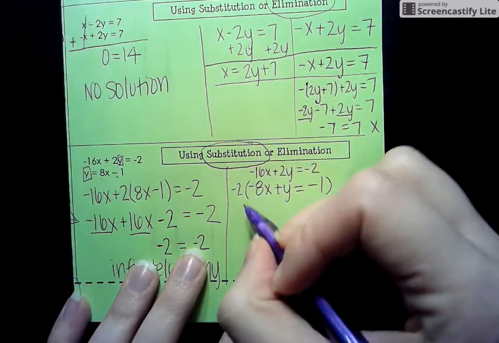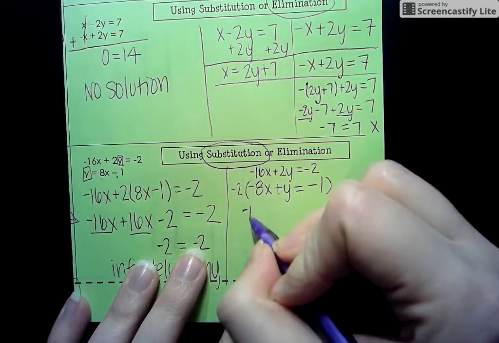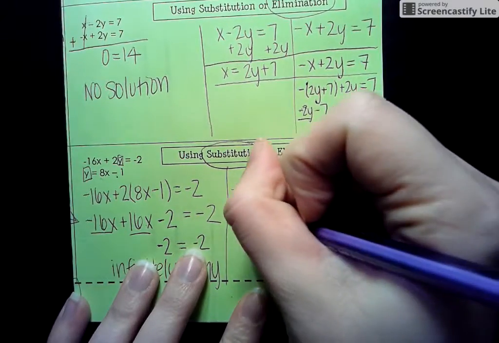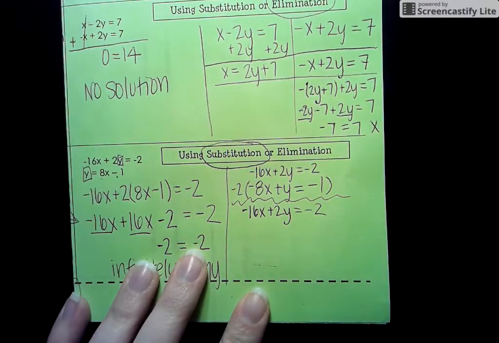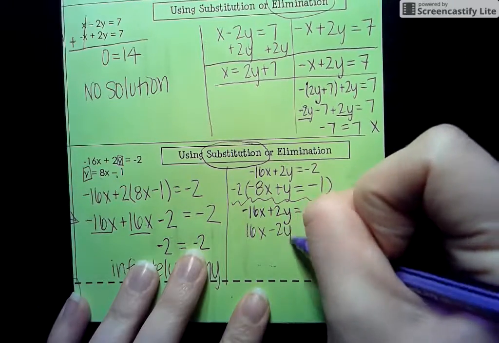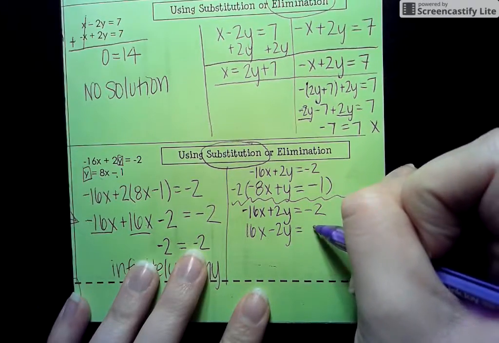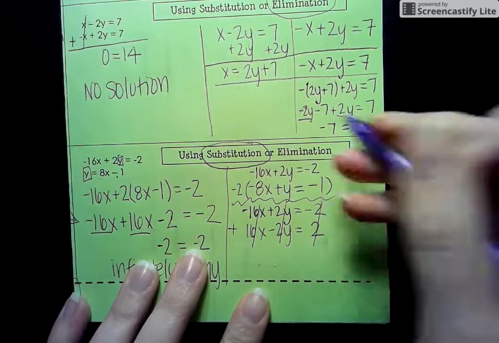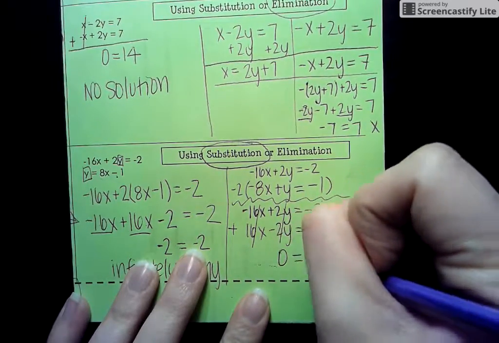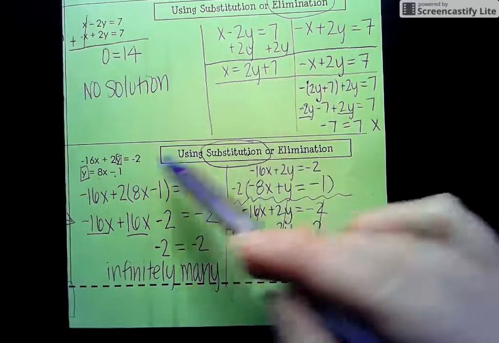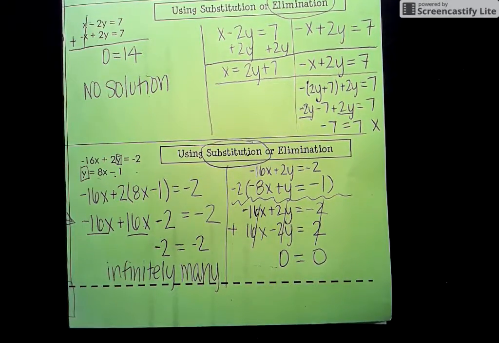I'm going to bring down the original equation, so negative 16x plus 2y equals negative 2. And I would have 16x minus 2y equals a positive 2. If I add down, this cancels, and this cancels. So that would be 0 is equal to 0, which in that case is true, so it would still be infinitely many. You could solve it either way, just in this case, I think substitution might have been the faster way.